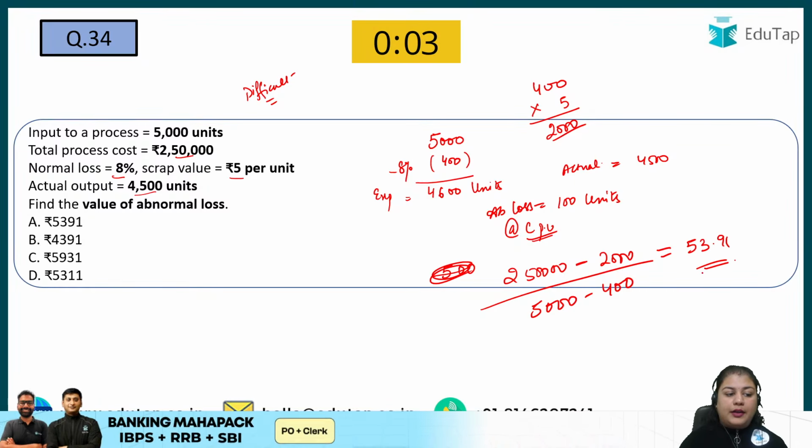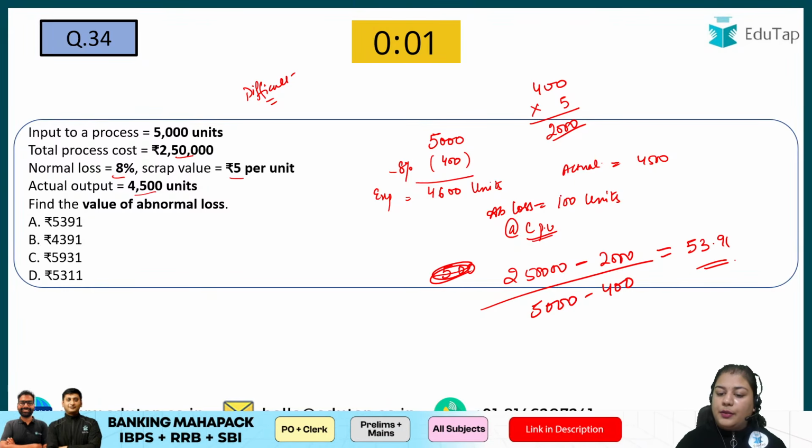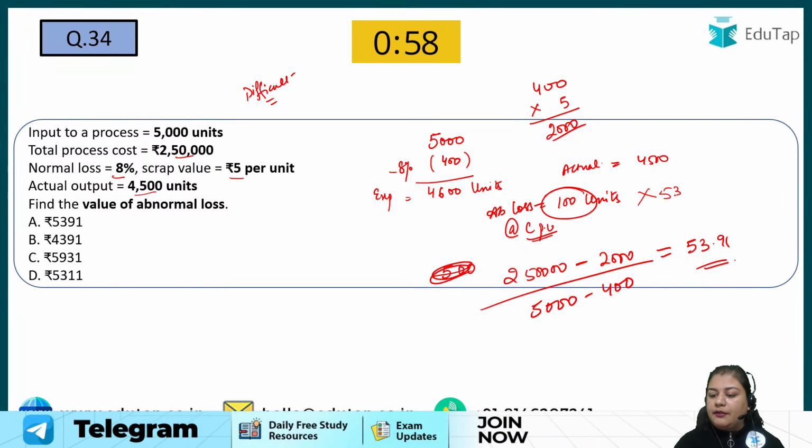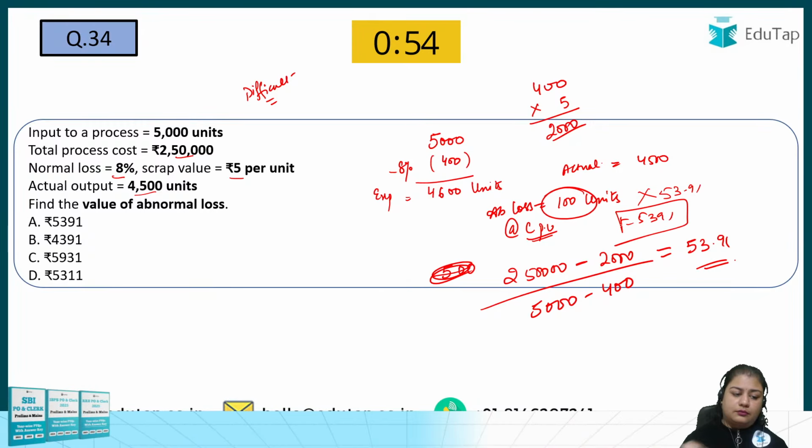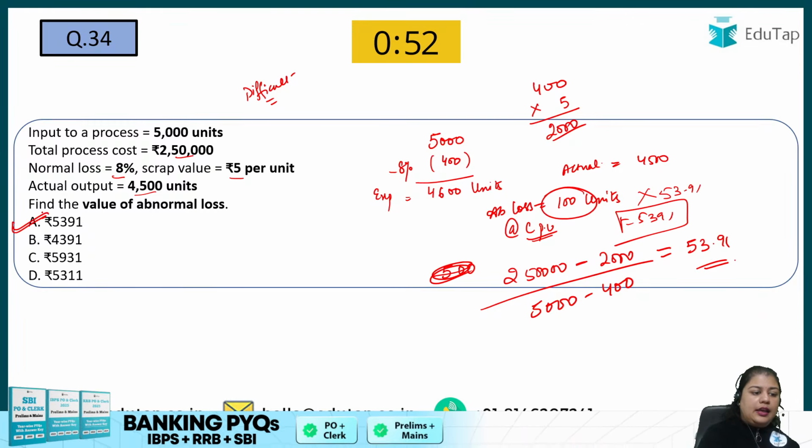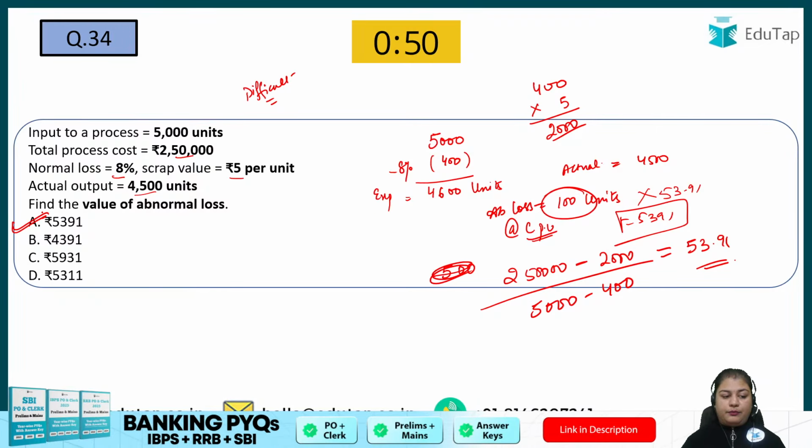Yes, so 53.91 into how many normal loss units? 100. So you'll just multiply 53.91 with this. You'll get 5391 as the answer. So the answer is A, 5391.